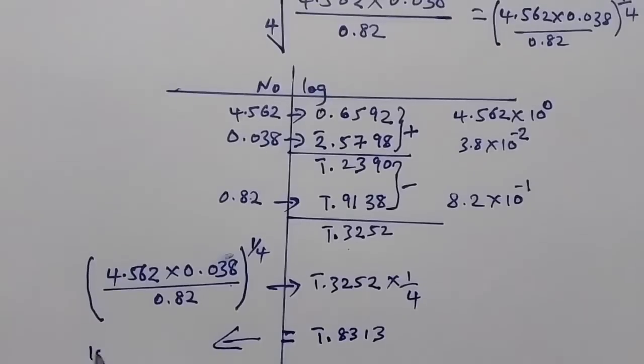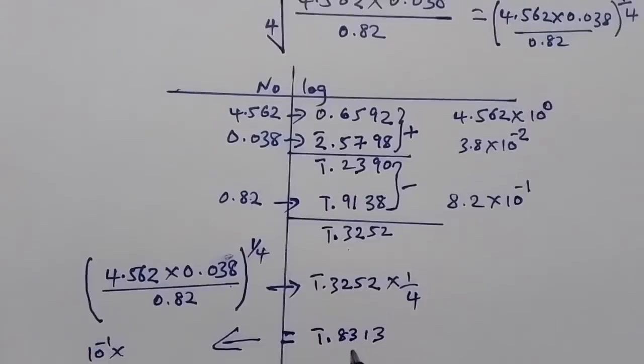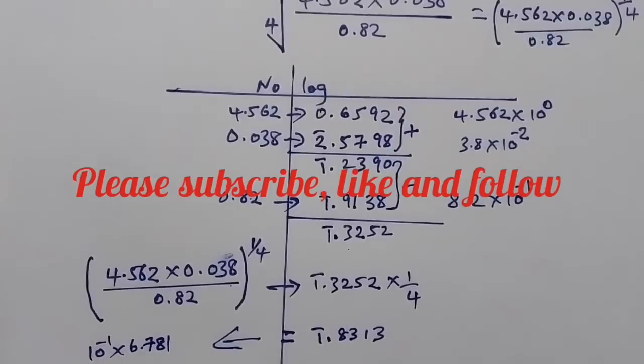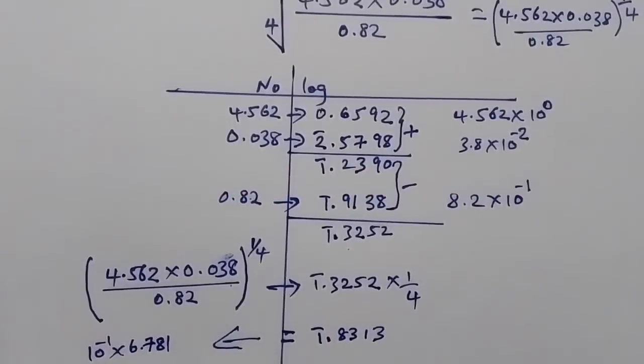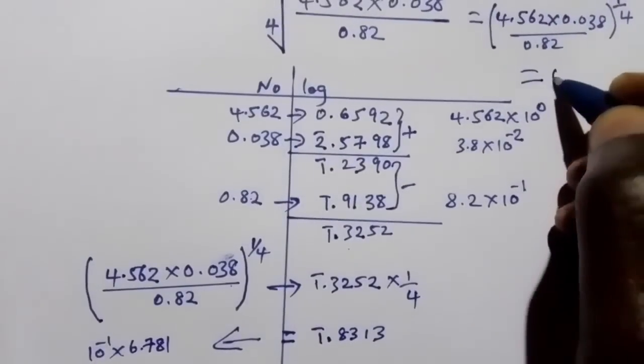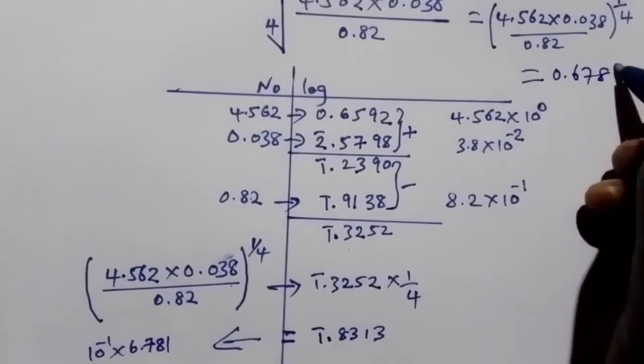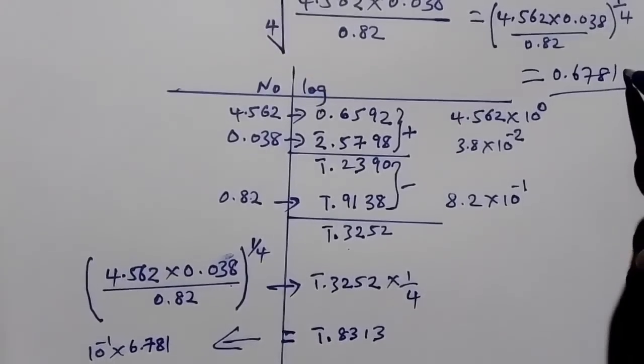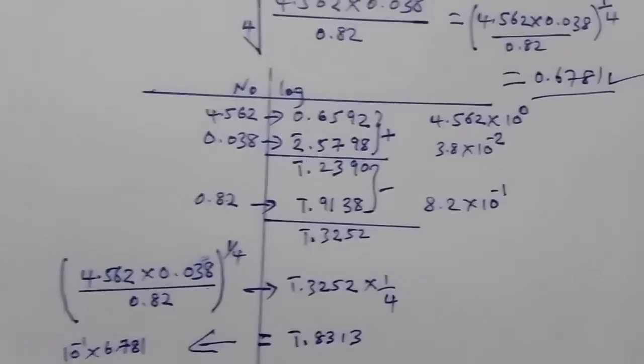This is going to be 10 power negative 1 times the antilog of 0.8313, which is 6.781, which is giving us 0.6781. So our final answer here is 0.6781.